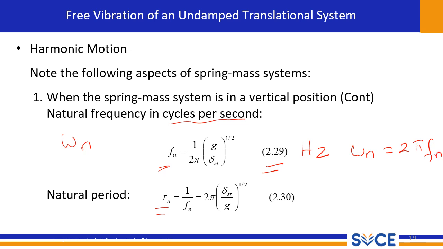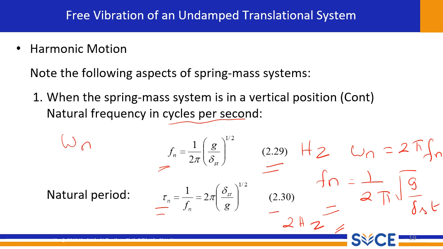We get Fn equals 1 by 2 pi times the square root of g divided by delta static. This Fn tells us how many complete oscillations the system makes per second. For example, if Fn is 2 Hz, the mass oscillates back and forth 2 times every second.